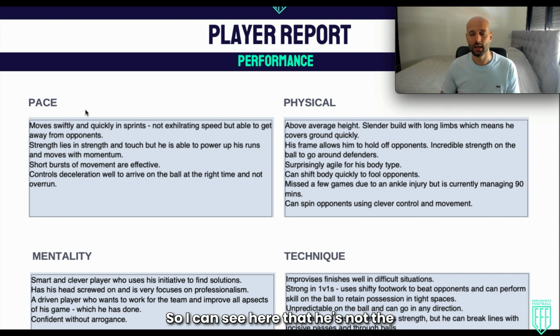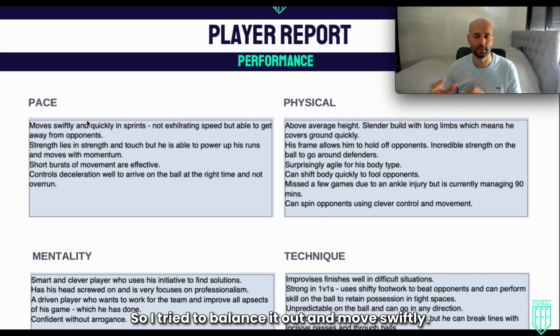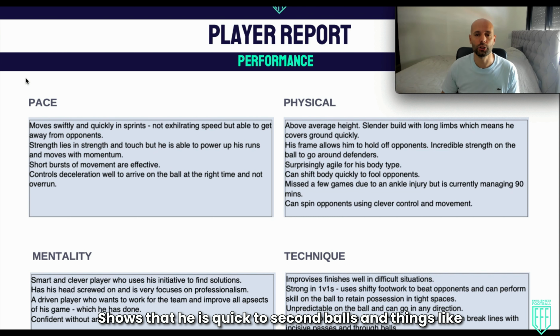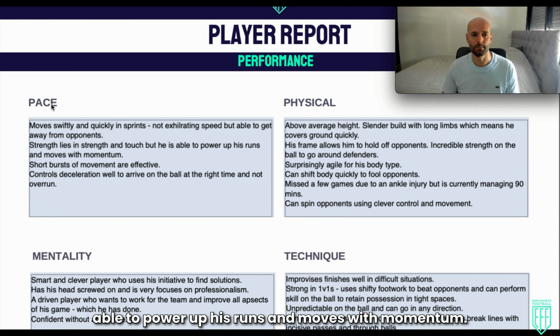So I can see here that he's not the most rapid, unbelievably quick player, but he is quick. So I tried to balance it out. And moves swiftly shows that he is quick to second balls and things like that. But his strength lies in strength and touch. And he's able to power up his runs and moves with momentum.